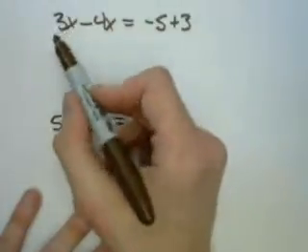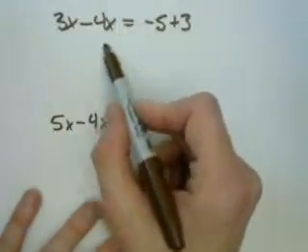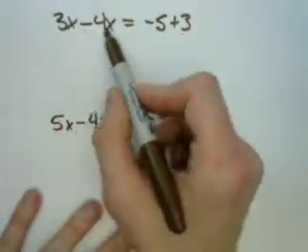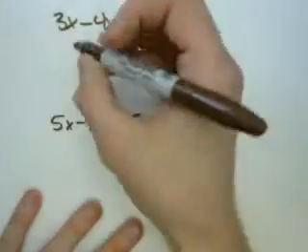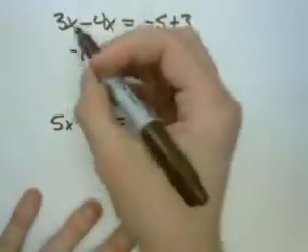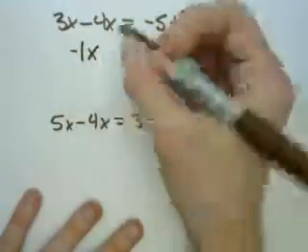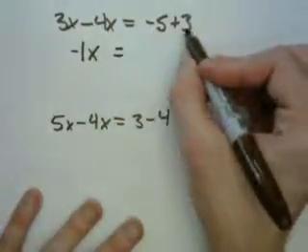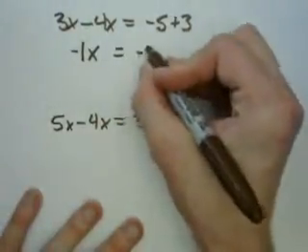So here, I look and I see on this side, and sides are divided by equal signs, that 3x minus 4x, well 3 minus 4 is negative 1. And they are x's. And I drop my equal sign down. Negative 5 plus 3, well that's a negative 2.